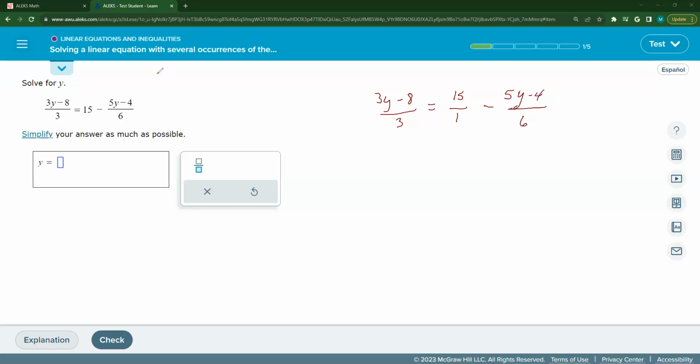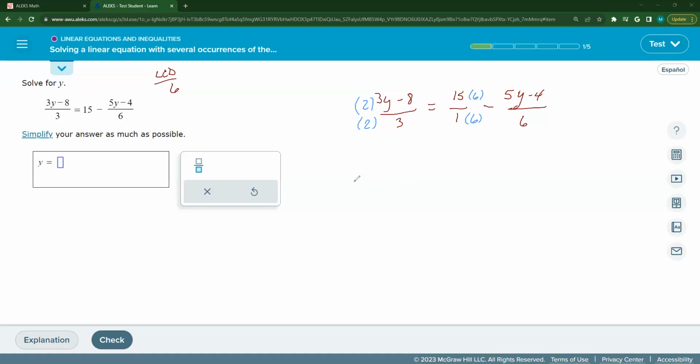In this case, my LCD is always going to be bigger, but sometimes it can be the biggest number that I have. And in this case, my 3, 1, and 6 all go into 6. So my LCD is 6. We'll do this a different way. In this case, I'm going to make all of my denominators become a 6. To make a 3 a 6, I have to multiply it times 2. Whatever I do to the bottom, I have to do the top. To make 1 a 6, I'm going to have to multiply it by 6. Whatever I do to the bottom, I have to do the top.